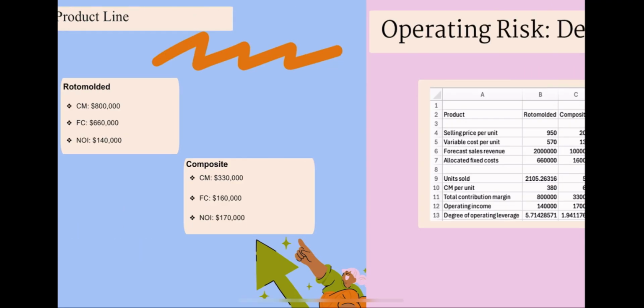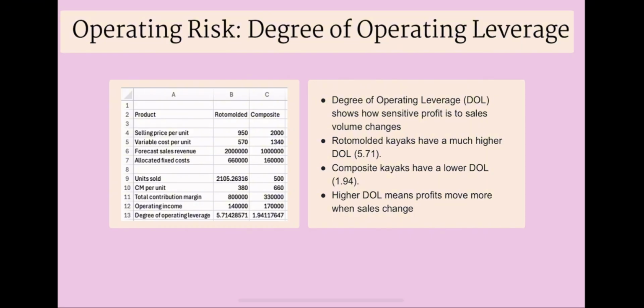So, for my part of the presentation, I'm going to be going over the risk analysis for Riverride using the degree of operating leverage, also known as DOL. I used Excel to calculate the DOL for both product lines, and I'm going to explain what those numbers mean, how sensitive each product's profit is to sales changes, and what the shift in the sales mix means for the company overall. And then I'm going to be ending with some recommendations based on the data that I will show.